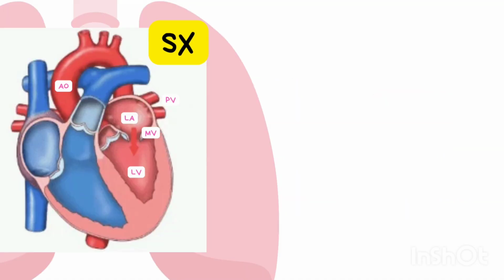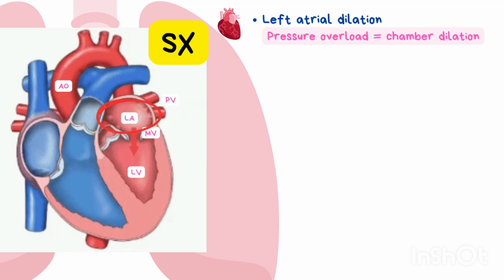Let's walk through the heart and uncover what happens in mitral stenosis. In a healthy heart, blood returns from the lungs, full of oxygen, into the left atrium. From there, it flows freely through the mitral valve into the left ventricle, which then pumps it out to the aorta and into the body. But in mitral stenosis, the mitral valve is narrowed. This restricted opening makes it harder for blood to move from the left atrium to the left ventricle during diastole. So the left atrium has no choice but to push harder, and over time it starts to stretch and enlarge, or dilate, due to the pressure overload.